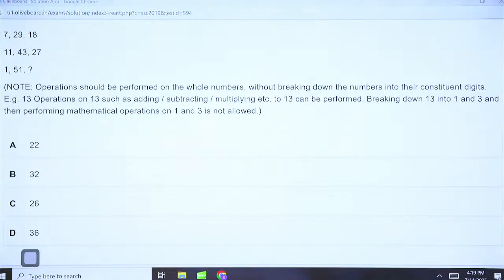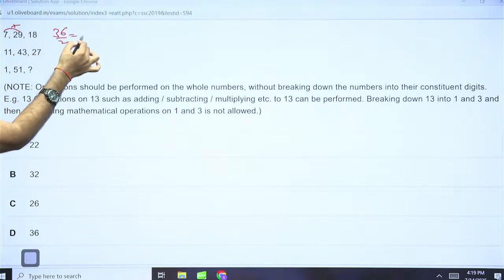29 plus 18 is how much? So this is 39, 8, 47. Well, not making sense. This is 70, not making sense. Okay, 7 plus 29 is 36. Got it. So you add this, you get 36.